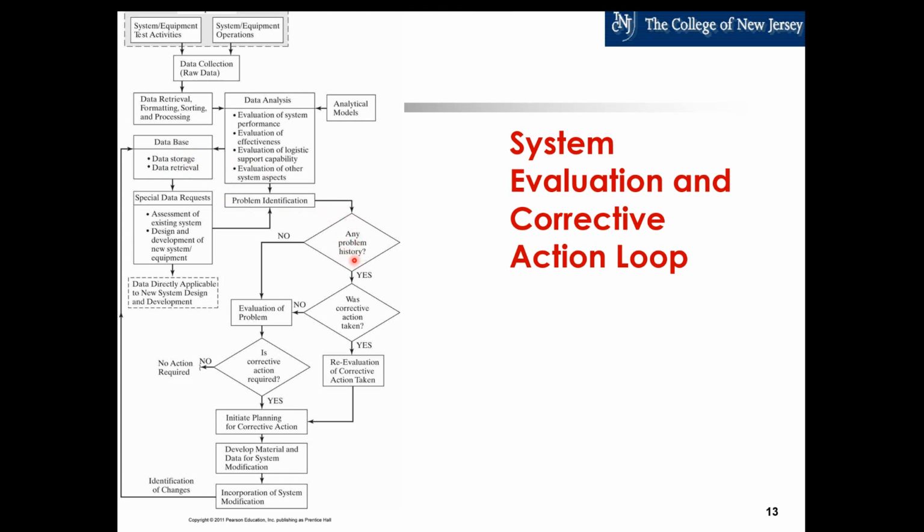Okay? So again, this is a very general example of a corrective action loop, but hopefully it gives you the idea of the main things: data collection, having a history of the problems, and relying on that history so you don't have to reinvent and treat that problem as a new problem every time. But if it's new, going through a disciplined process of coming up with a corrective action and planning the incorporation of that change.